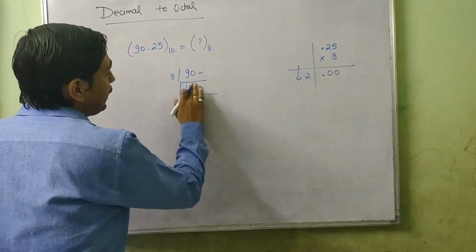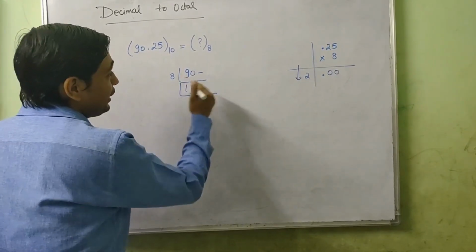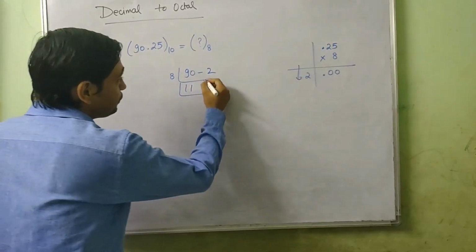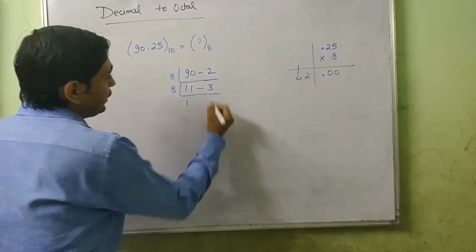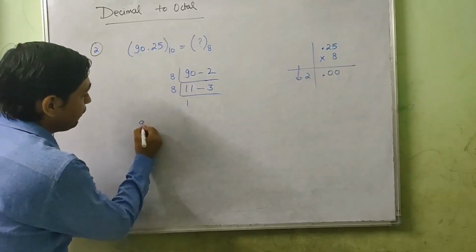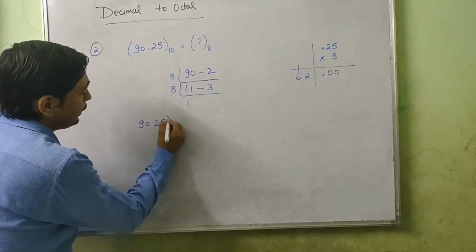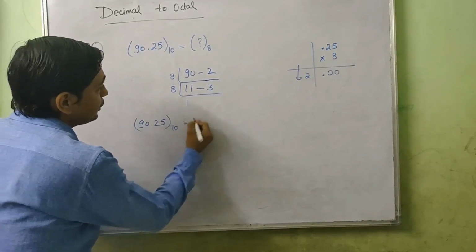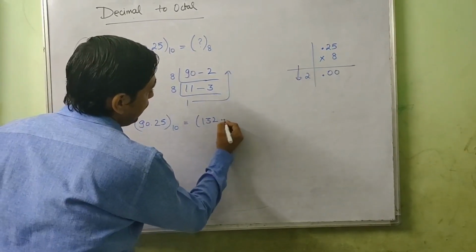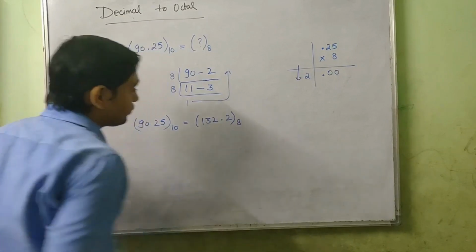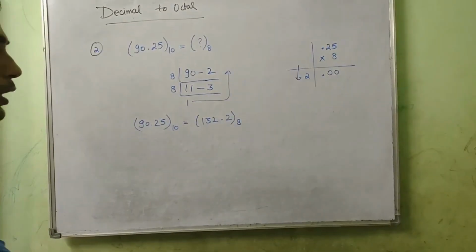You should go for 8 11s, alright. 8 11s are 88, so it should be 2. Now 8 1s are 8. It should be 3. So 90.25 in decimal is actually represented as 132.2 in octal. You got that?